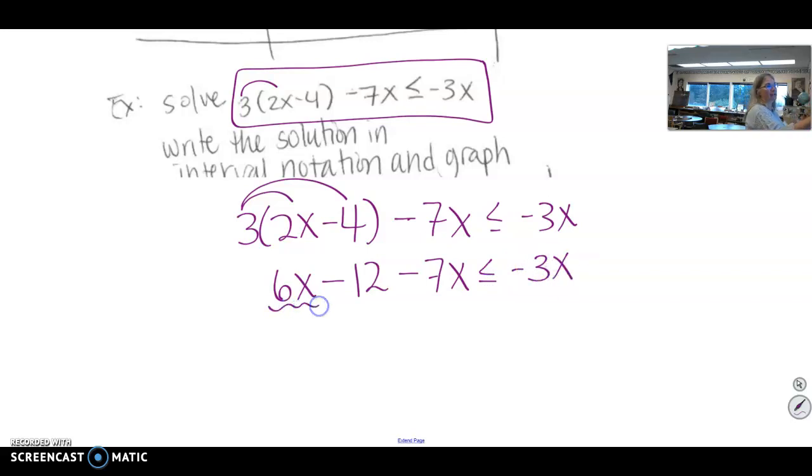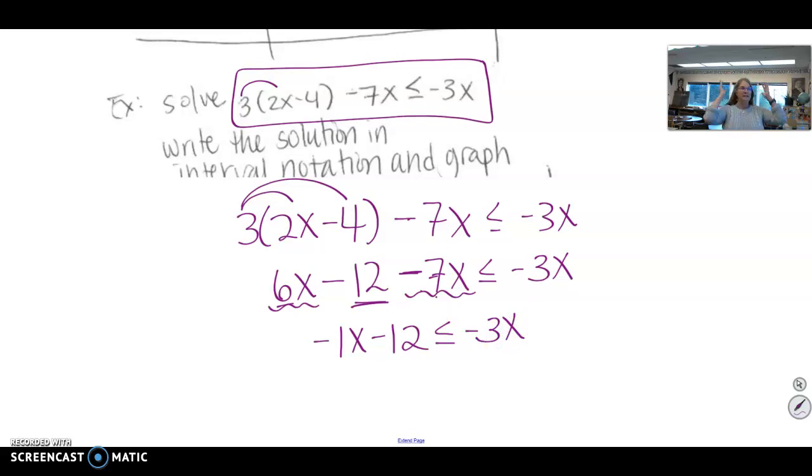Now I have 2 like terms on the left side of the inequality. So I'm going to combine those terms. You add your coefficients. 6 is the coefficient here, and negative 7, this negative is with that 7x. 6 minus 7 is negative 1x. I don't need to write the 1, I could just write negative x, but I have it there, so I'm going to leave it. Minus 12, because I still have this guy, is less than or equal to negative 3x.